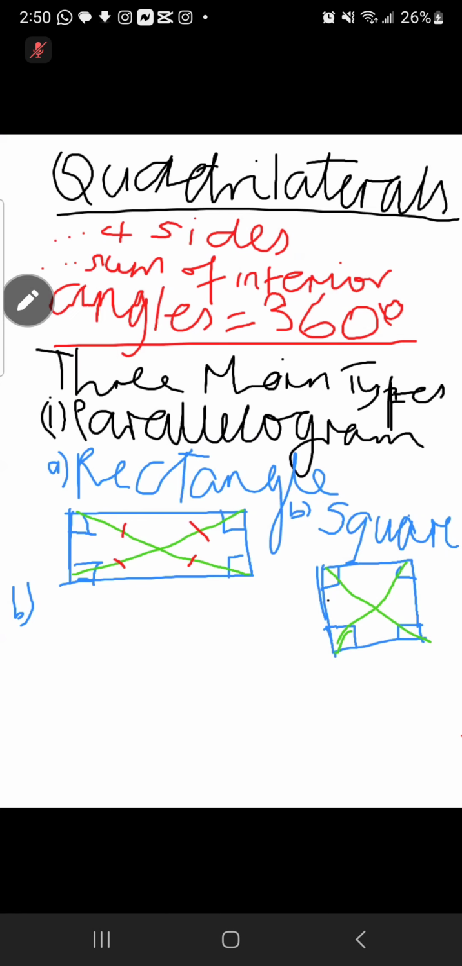Write that down. A square is a rectangle which has 4 equal sides.